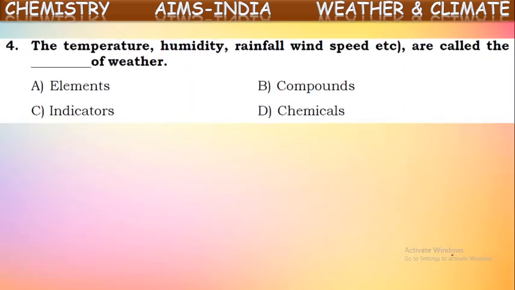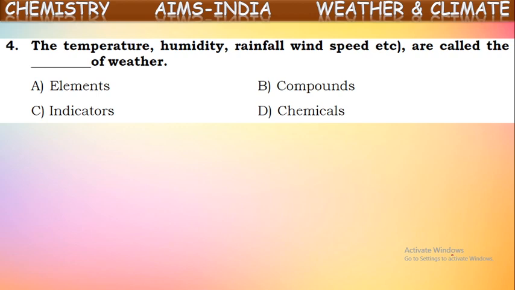Next, the temperature, humidity, rainfall, and wind speed, etc. These are all called, what are they called? These are called components of weather, or also called elements of weather. Okay, this temperature, humidity, rainfall, wind speed, and wind direction, these all are called the elements of weather, or also called components of weather.